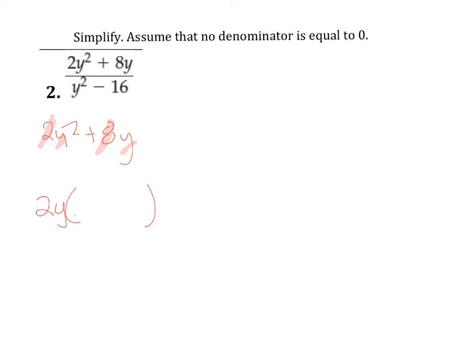I'll still have a binomial. Now what we do is we're going to just say 2 divided by 2, and then y squared divided by y just gives me the number y. And then I'm going to do that again. There's my GCF, and go 8 divided by 2, that gives me a 4, and y divided by y cancels out. Alright, there's my numerator.